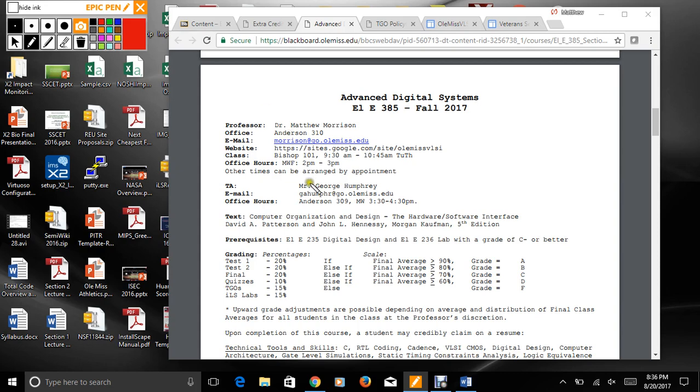Propose a set of times, and then I will tell you which one is best for me. Additionally, we have a teaching assistant, Mr. George Humphrey. He's my PhD student. Here's his email address. His office is across the hall from mine, and these are his office hours.